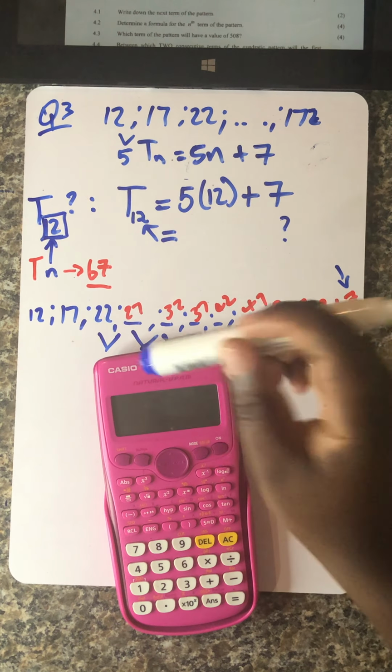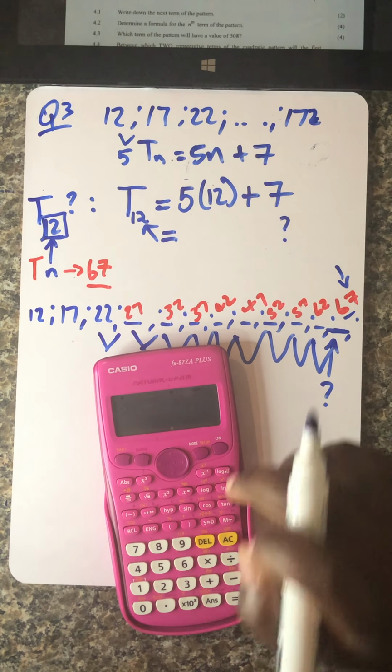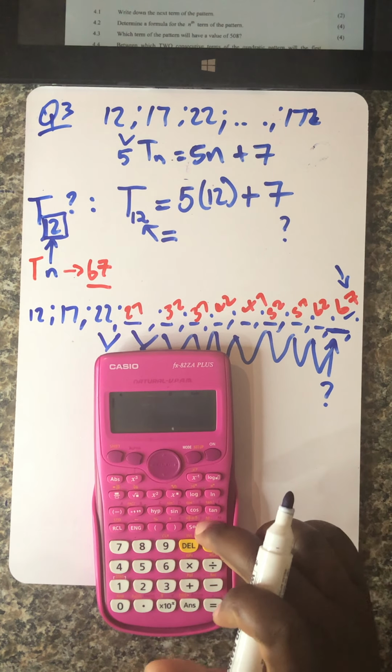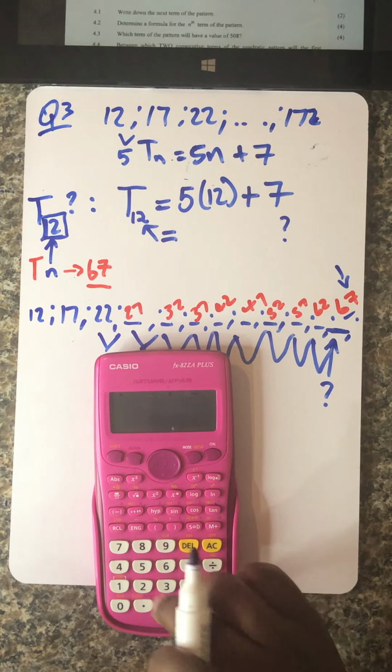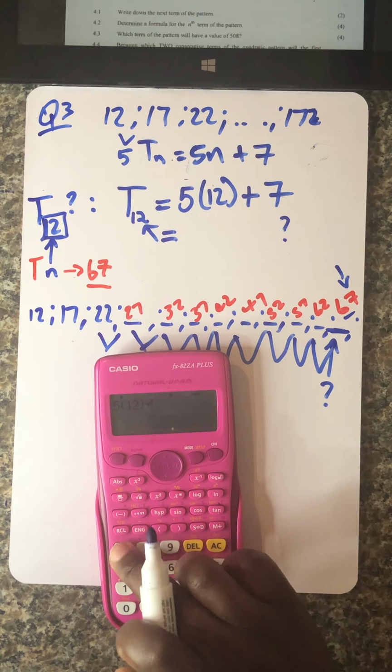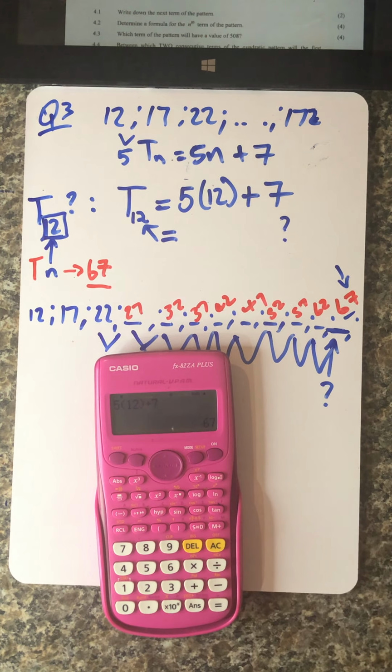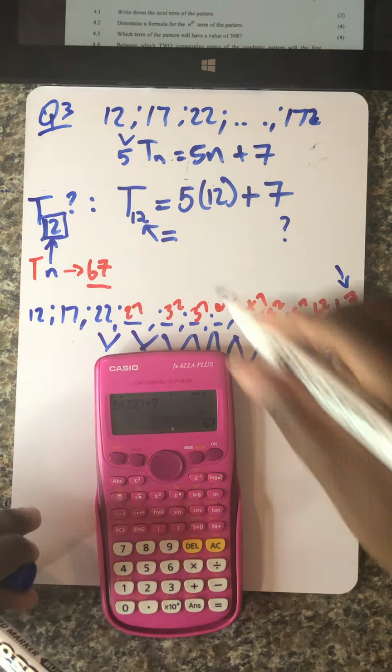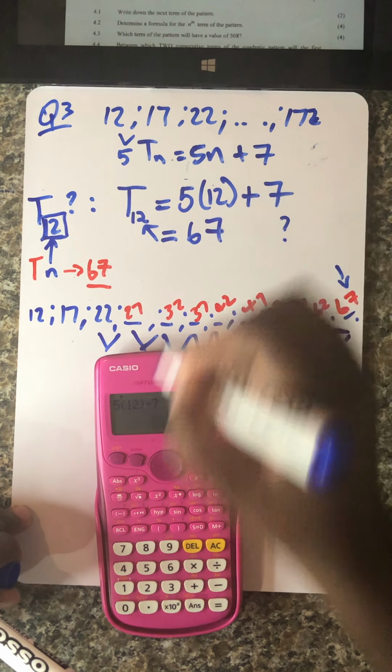So you see what my calculator does now. It wants me to be careful. So guys, let's see. It's 5 into 12, close bracket, plus 7. Ladies and gentlemen, that means my statement is correct. I hope you've also punched 5 into 12 plus 7. Can you see you get 67? So that means the answer to this question is 67.